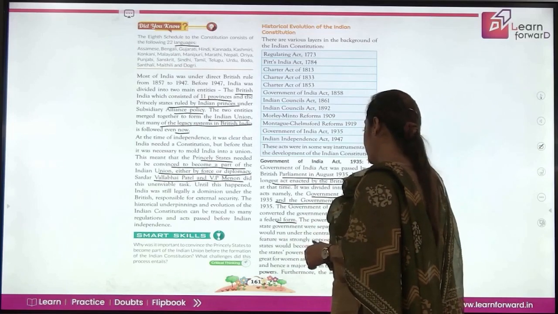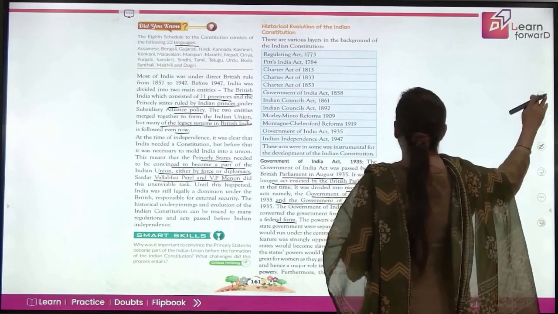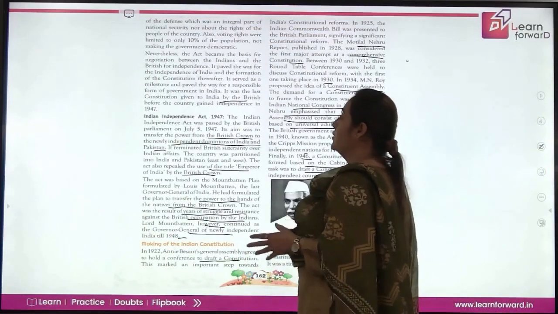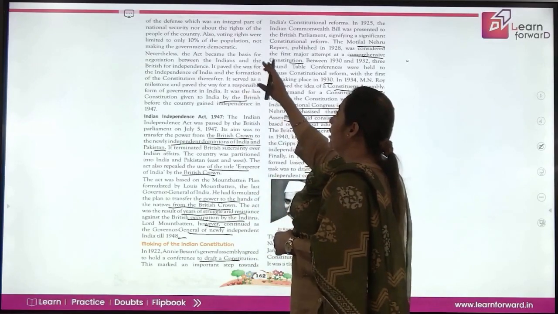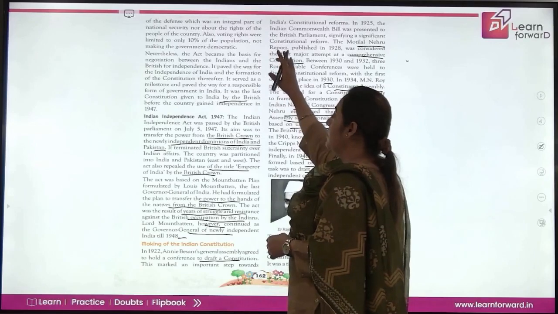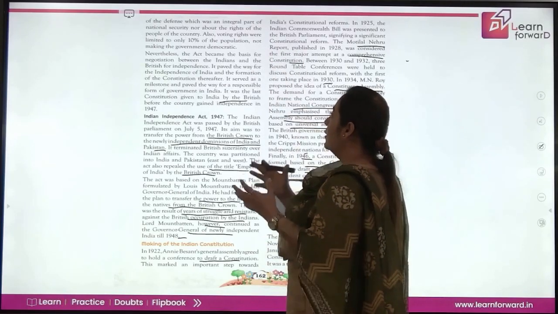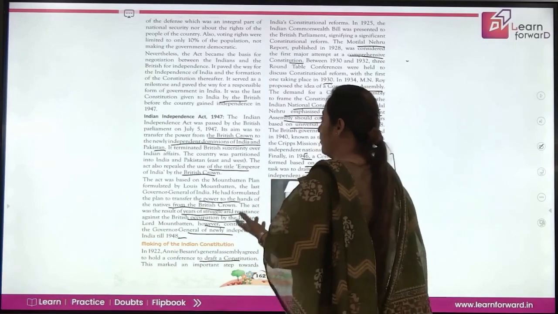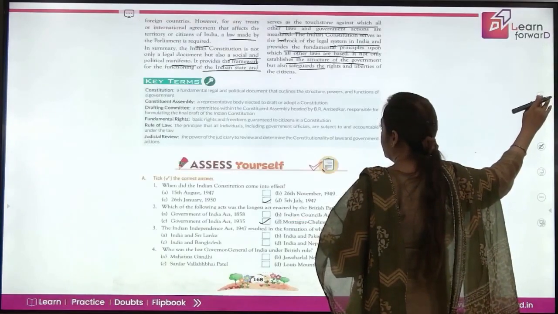In this, majority role was given to the women also. Furthermore, this act did not speak on the defense and the integral national security, because of which it was not liked by people. Along with this, the voting rights were given to only 10%, because of which people were not happy. But nevertheless, this act became a platform for negotiation, and India started craving for independence. Now let's come to the next question.